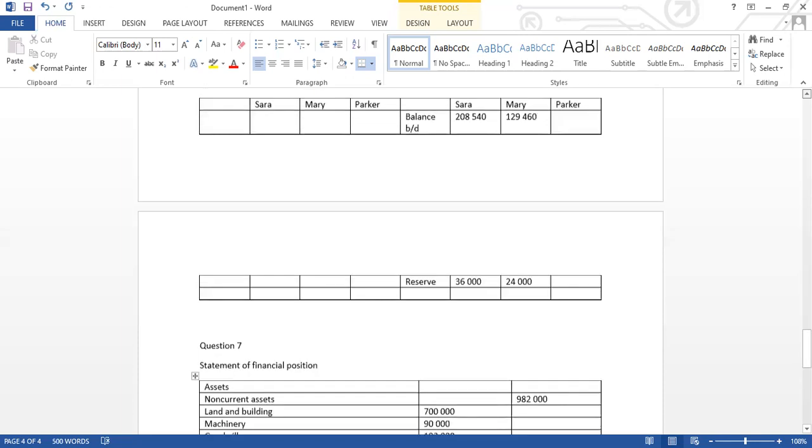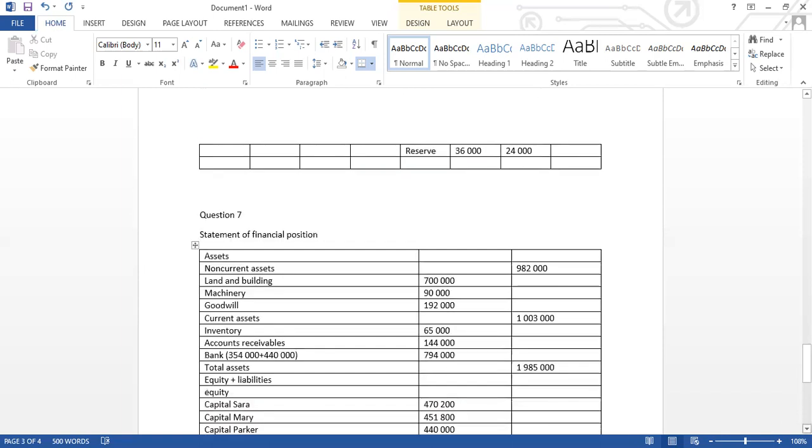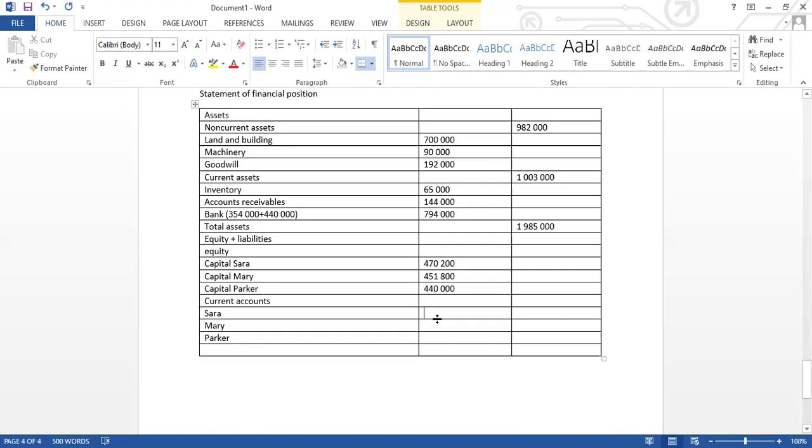We did not balance off our current accounts, but looking at this, we have zero this side. So what we do is we just need to add these amounts together. So 208,540 plus 36,000 will give us how much? 244,540. So current account Sarah will be 244,540.